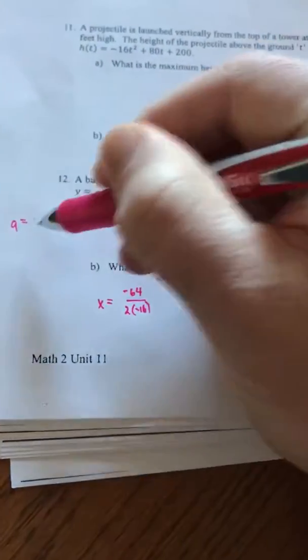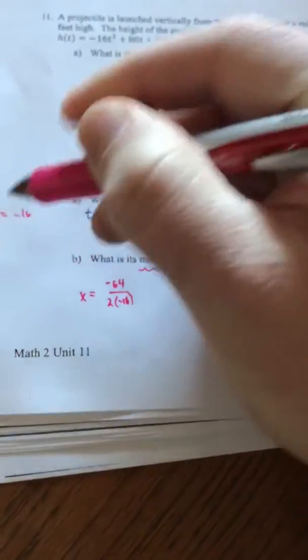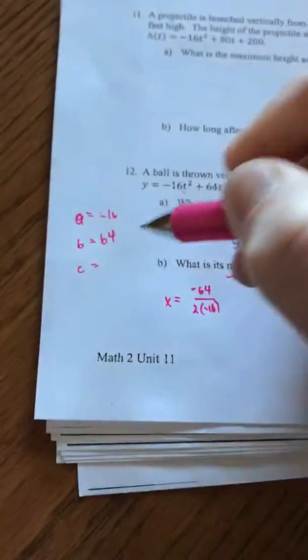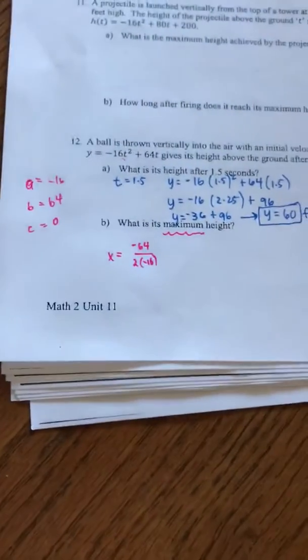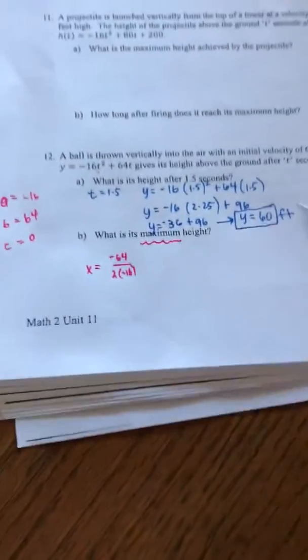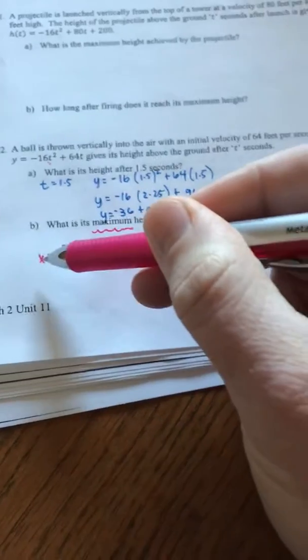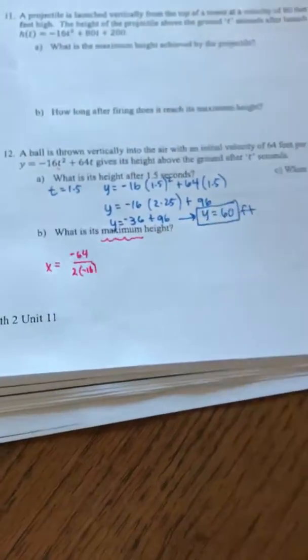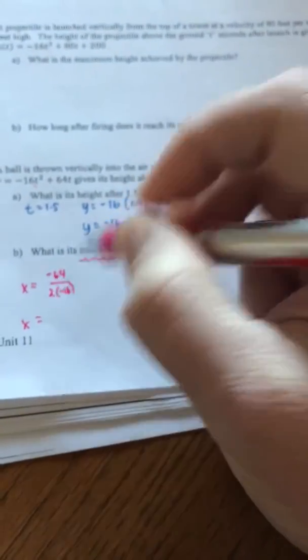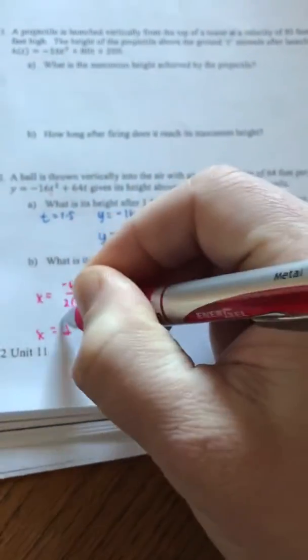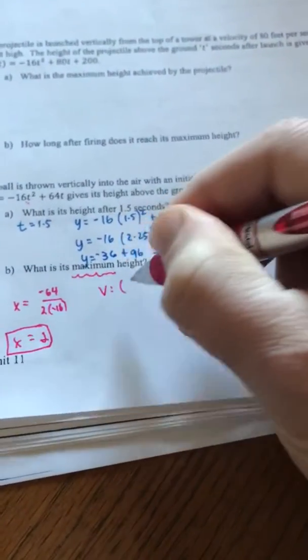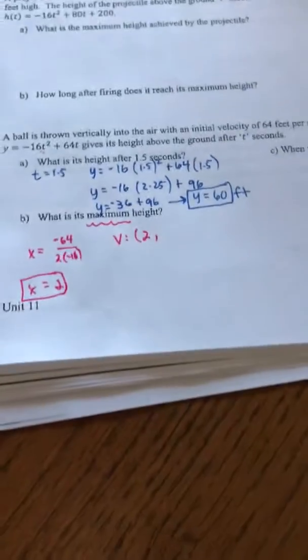If I labeled all these variables over here, I'd have a is negative 16, B is 64, and c is 0. So that's how I got these two numbers. I'm finding the axis of symmetry, which will also tell me the x value of the vertex. So negative 64 divided by negative 32 would be 2. So I know x equals 2 is the axis of symmetry. So the vertex is going to have an x value of 2.